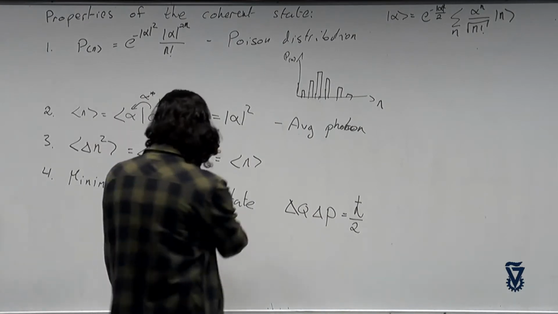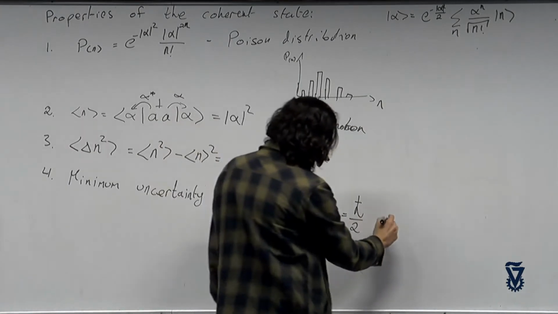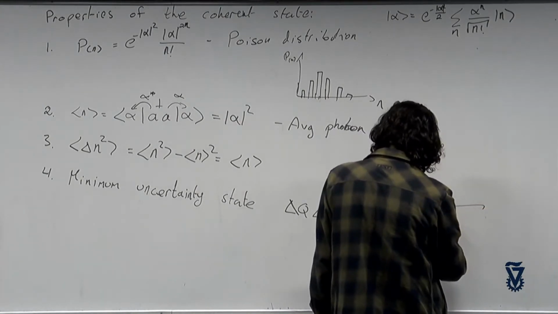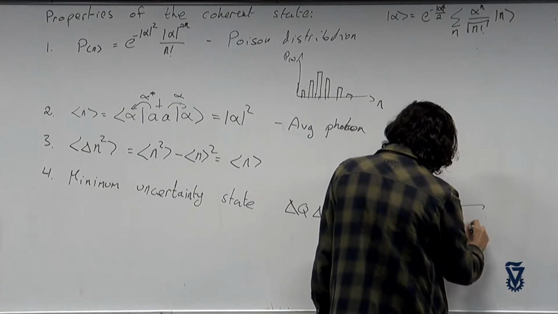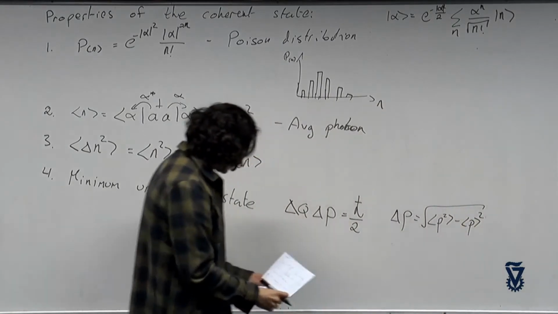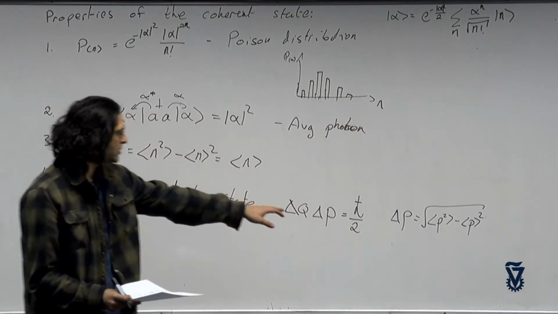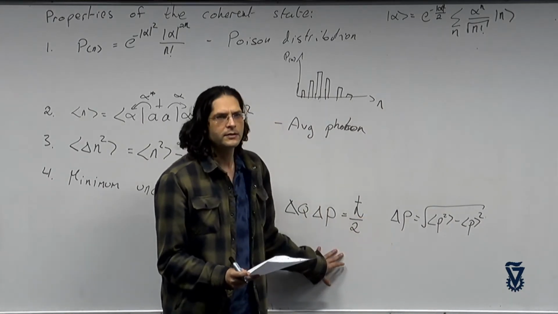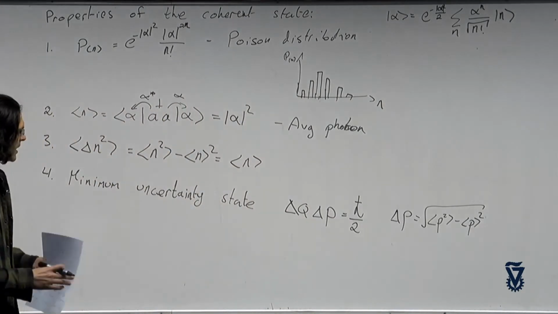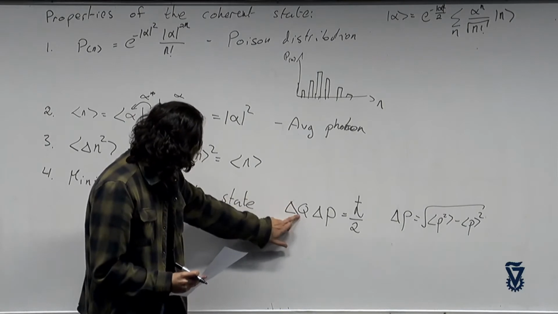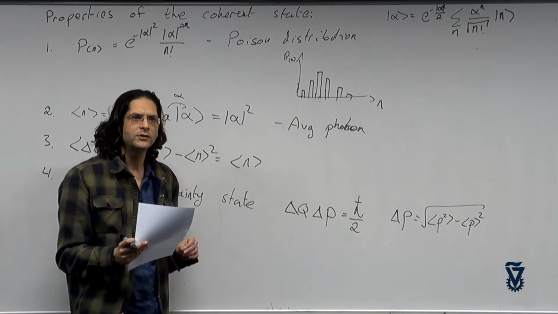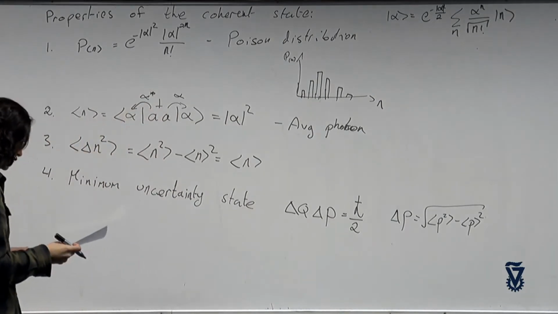And you could calculate this simply the same way that we calculated this. So delta p would be the square root of the average of p squared minus the square of the average of p. So you can do this calculation for p, for q. It's a simple exercise, and you will get this minimum uncertainty state. It means that if you draw some phase space for this, then the uncertainty will be as minimal as possible for this type of state.